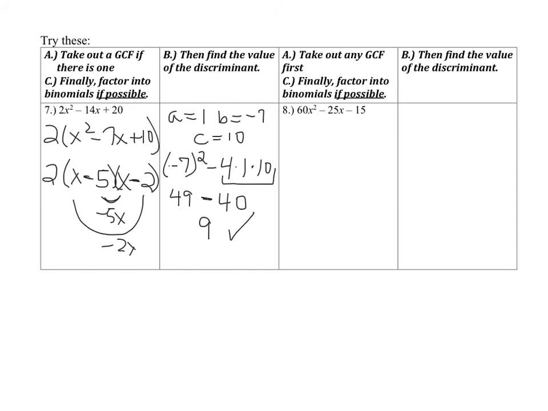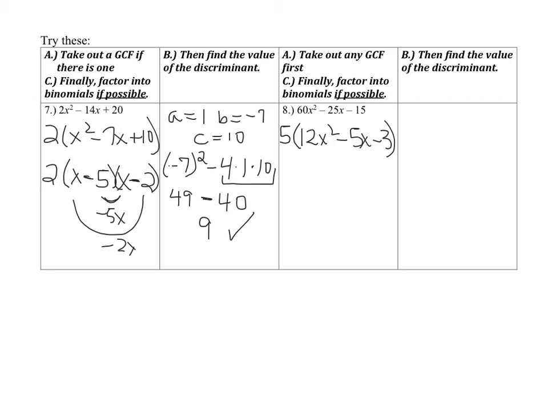All right, let's go ahead and try number 8 together, and then I'm going to let you finish this paper on your own. So start, take out a GCF first. If there is one, there might not always be one, but this one has one. So I'm going to pull out the 5. And when I pull out the 5, I'm going to be left with 12x squared minus 5x minus 3. Okay?